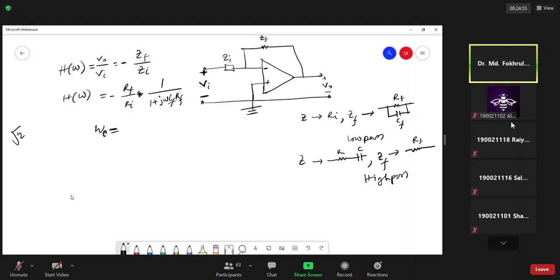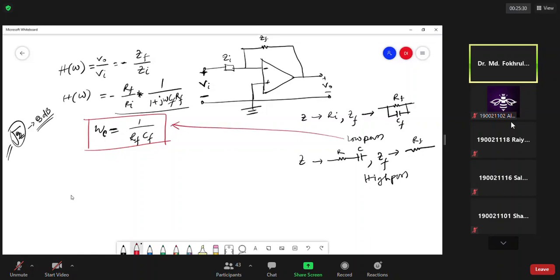It was √2 and the corresponding value is about 3 dB. So if we calculate the magnitude of this one, and put the magnitude equal to √2, then we can find that the cutoff frequency omega c is equal to 1 over Rf Cf. And this is for the low pass.